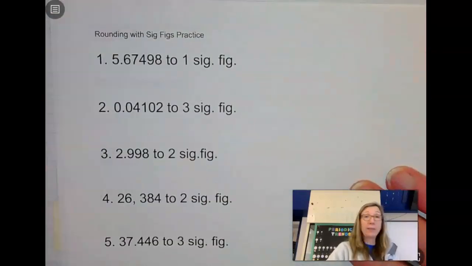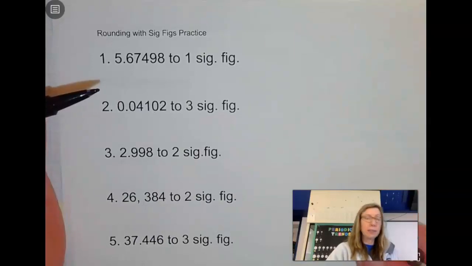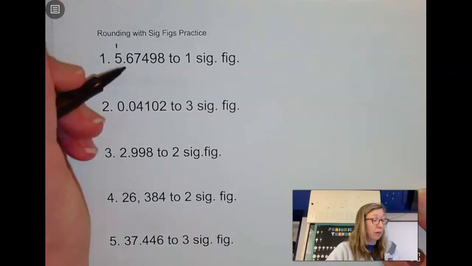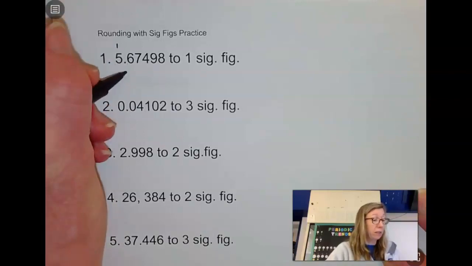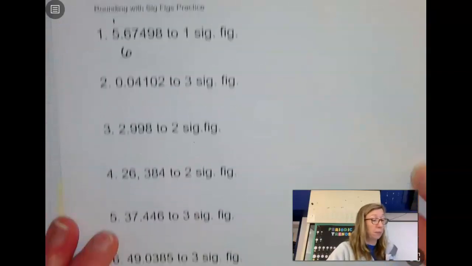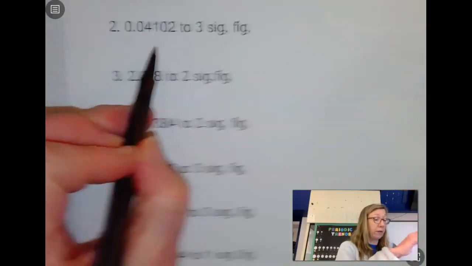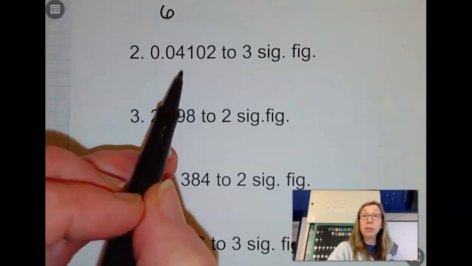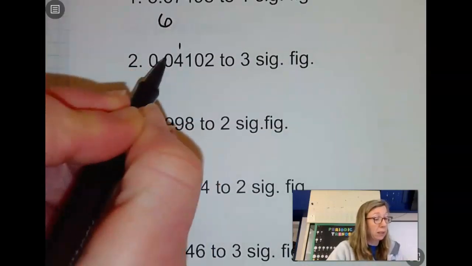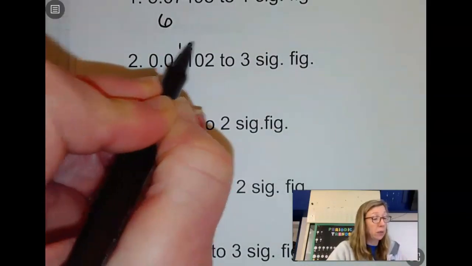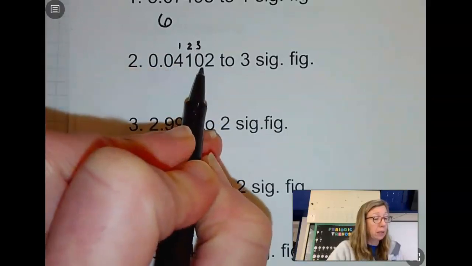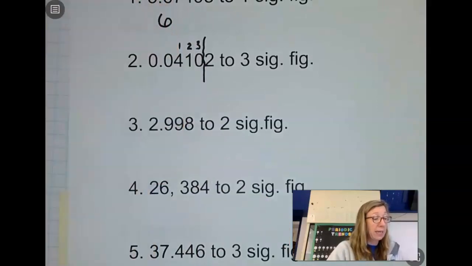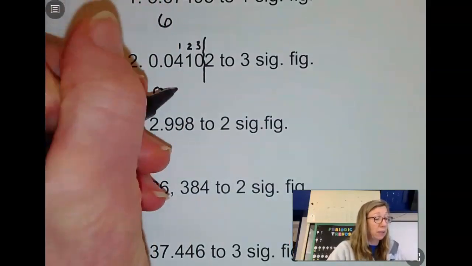Right here, 1 sig fig. This gives kids trouble. So we have 1 here, and we look at the next one. That's greater than 5, so this is just going to be a 6. This one to 2 sig figs. I'm going to come all the way in here. To 3 sig figs. Okay. 1, this is a placeholder, not significant. 2, 3. And so this is my last one, I look at the next digit. That is less than 5, so we are going to round down.